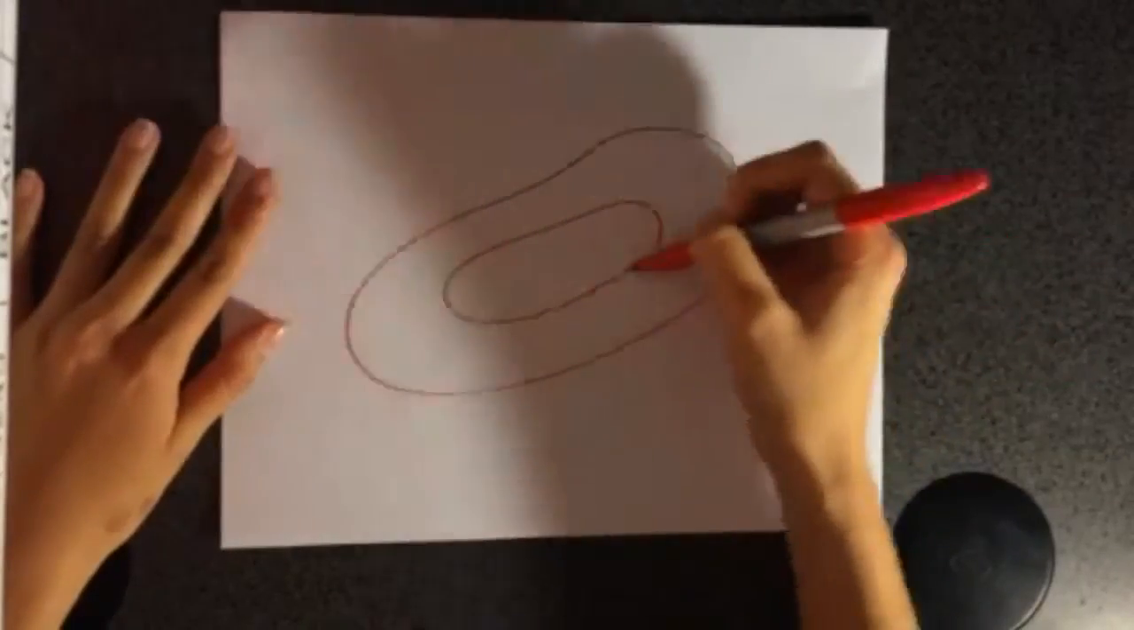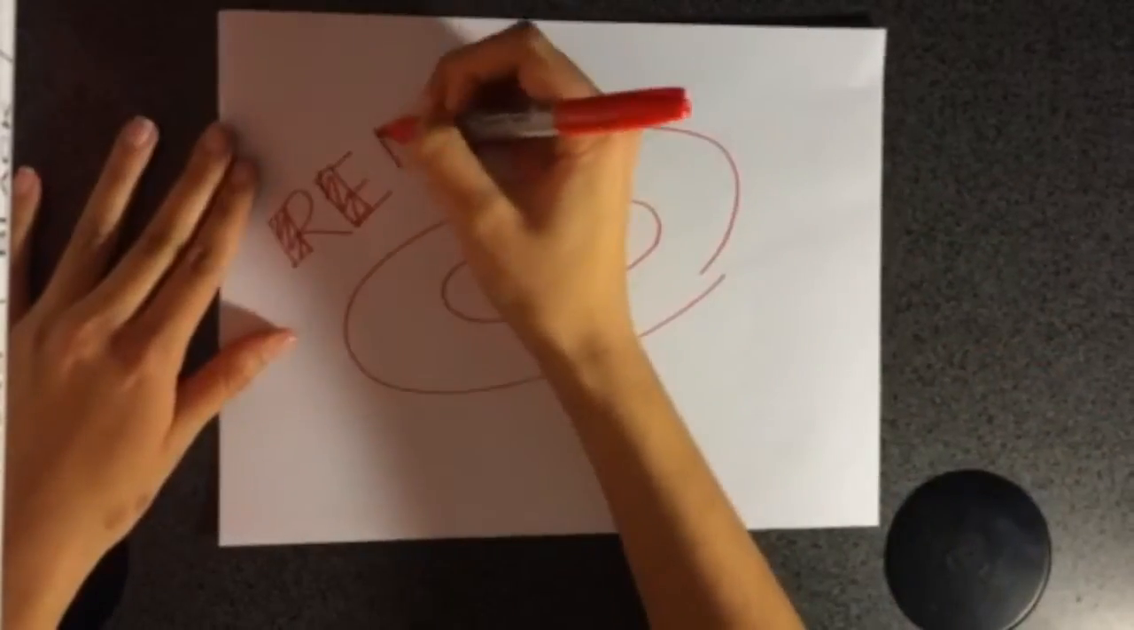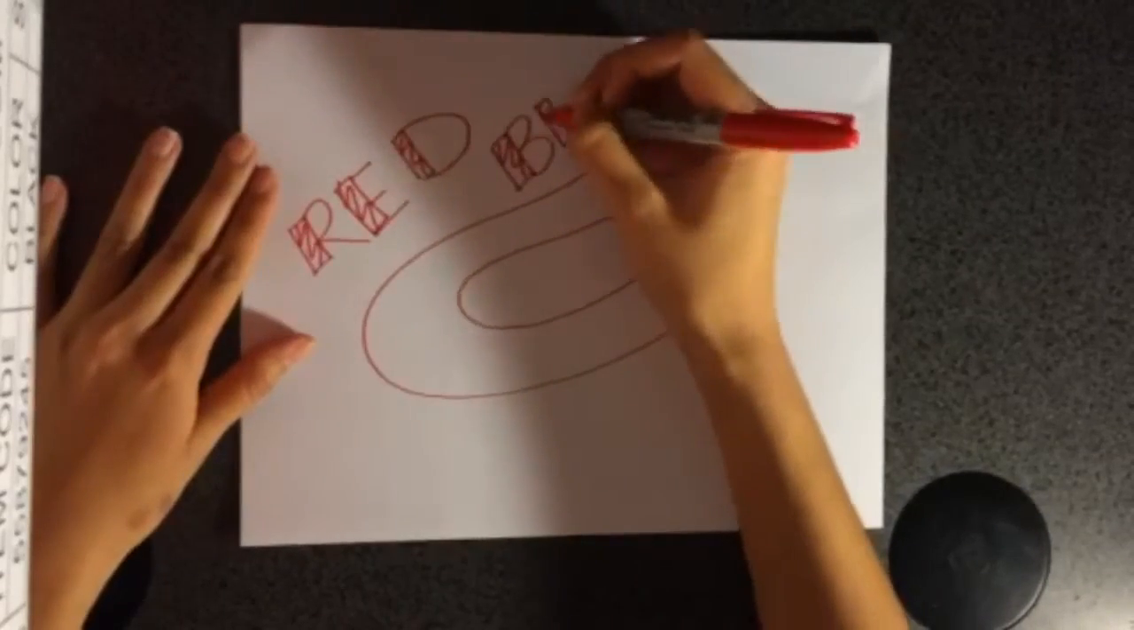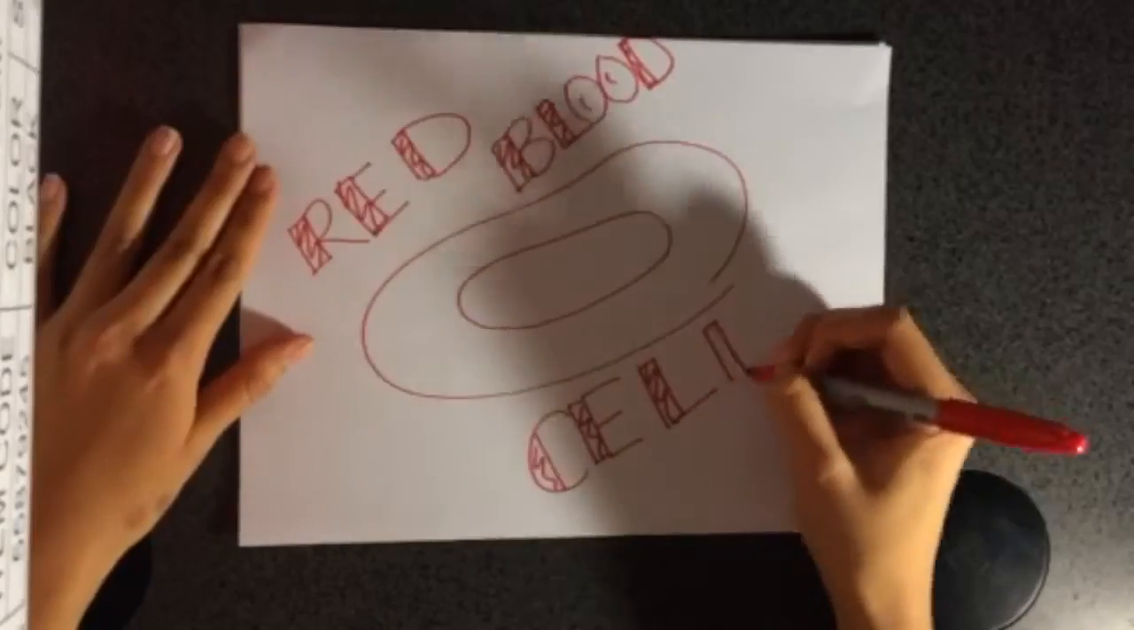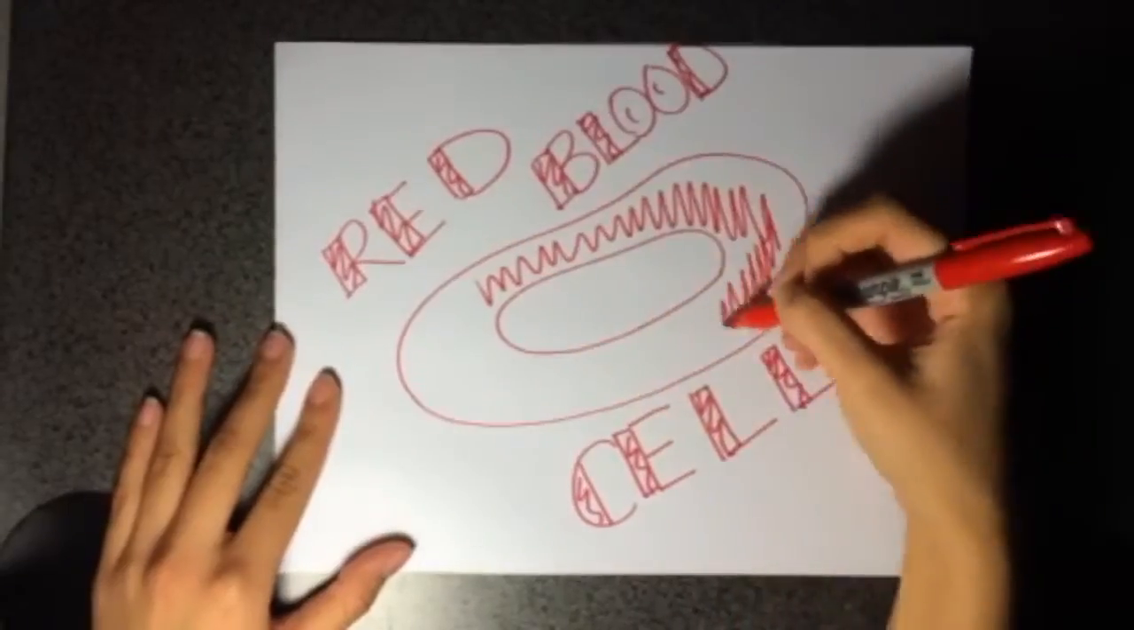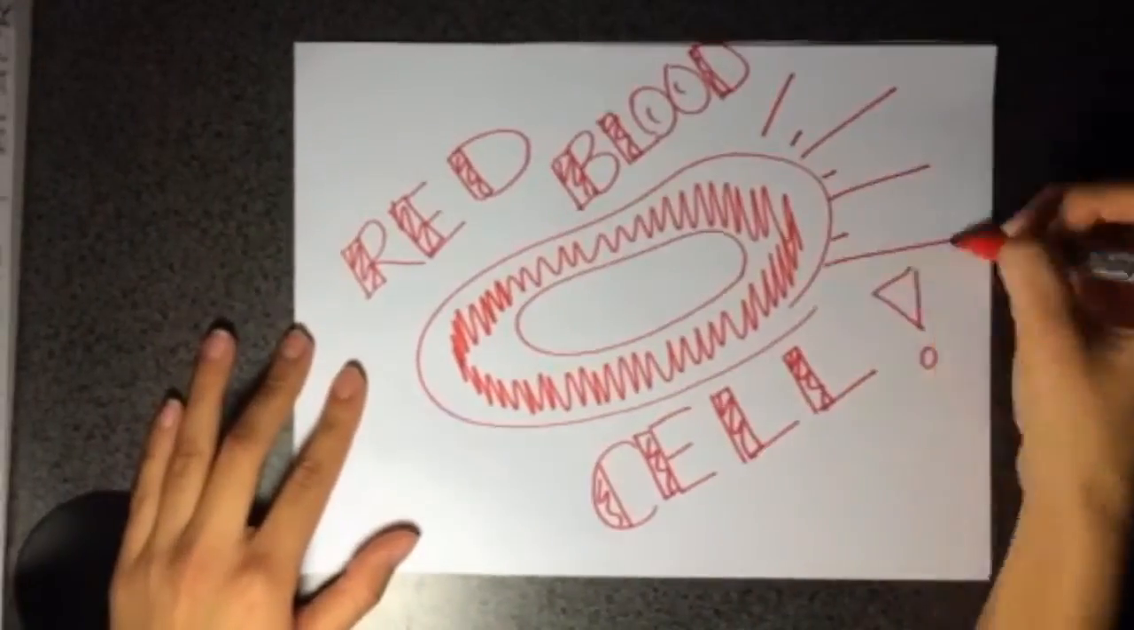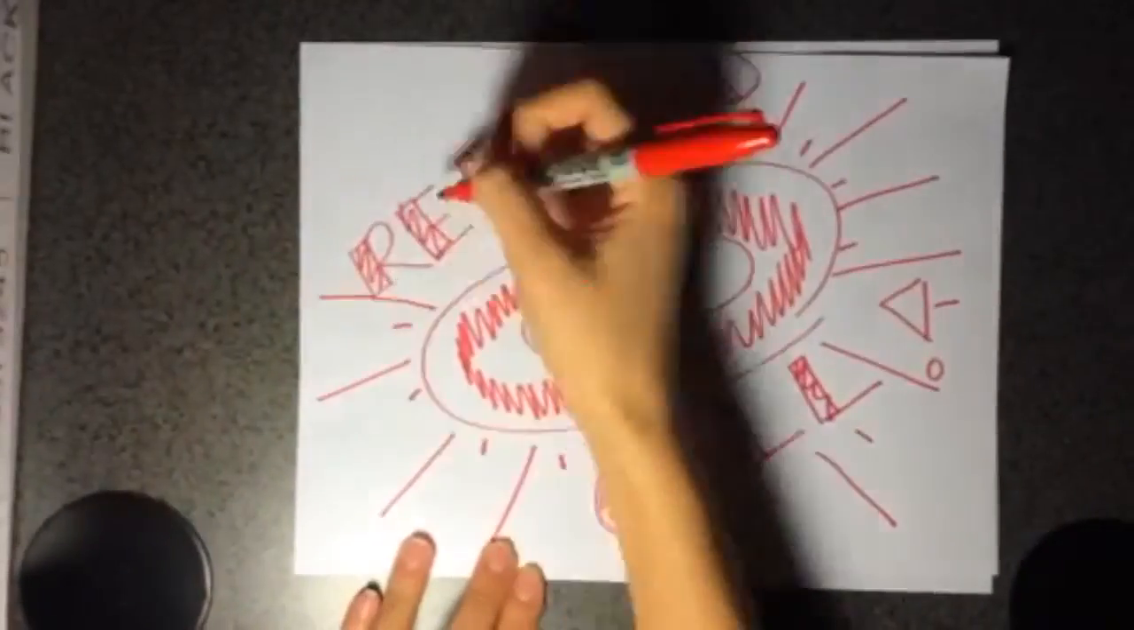This is a red blood cell. Red blood cells' main function is to carry oxygen throughout the body. In order to transport oxygen, red blood cells have a unique shape. They are biconcave discs, have no nucleus, and can change shape when squeezing through capillaries. All of these features help red blood cells to transport oxygen.